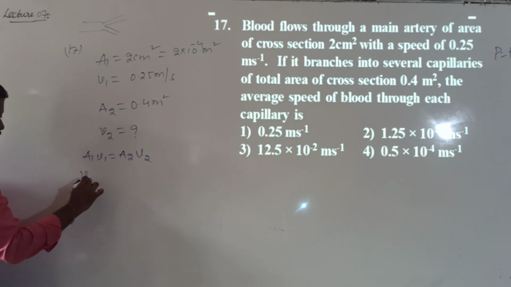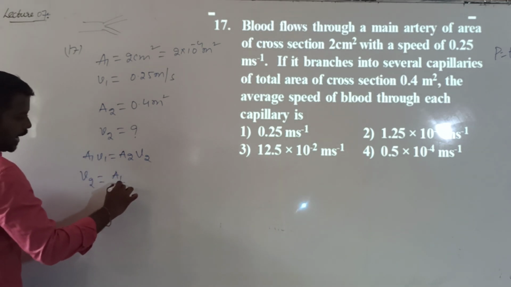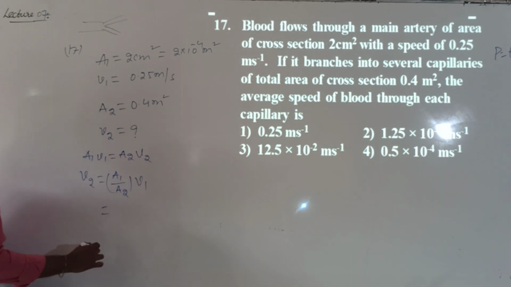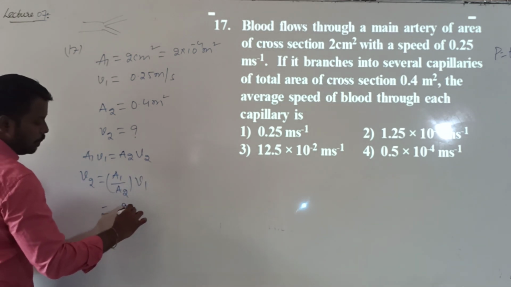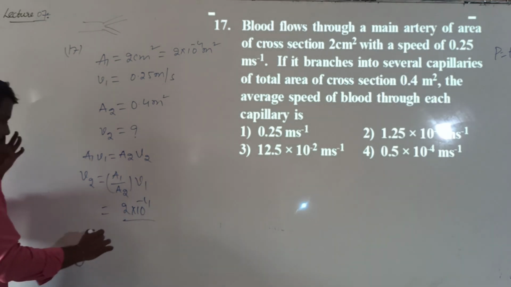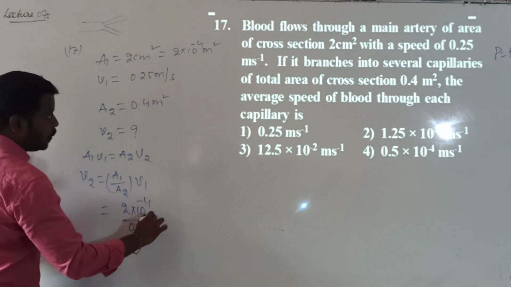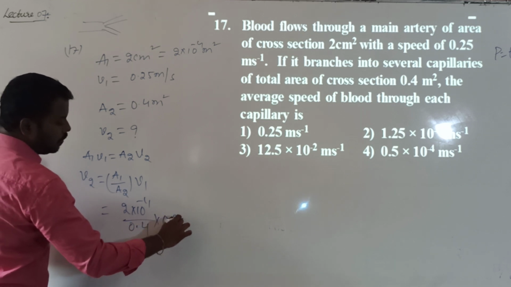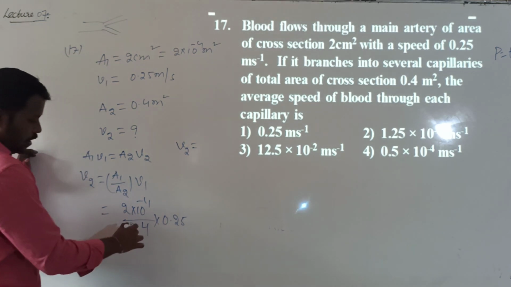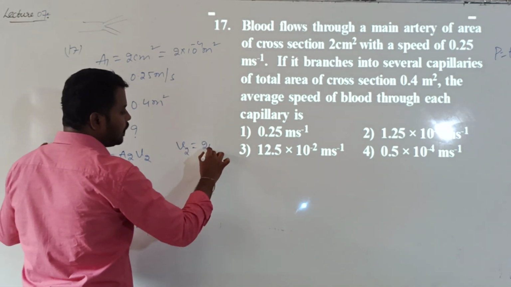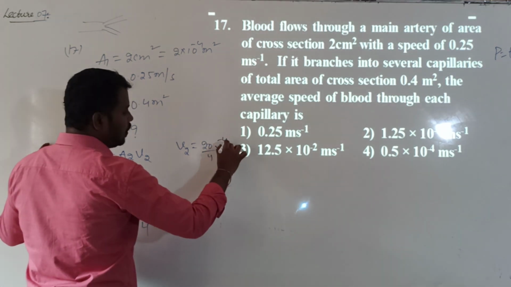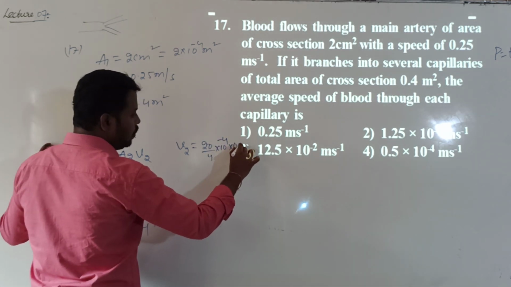So V2 value I want now. V2 is equal to A1 by A2 into V1, which is equal to A1 value 2 into 10 power minus 4, A2 value 0.4, into V1 value given by 0.25. So then the answer for V2 is equal to 20 by 4 into 10 power minus 4 into 0.25.